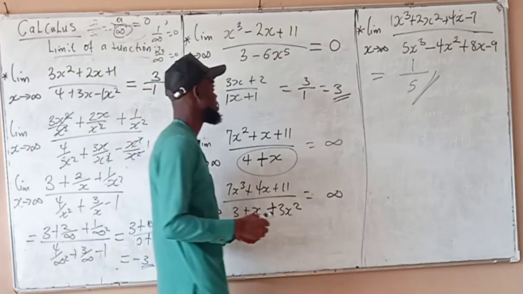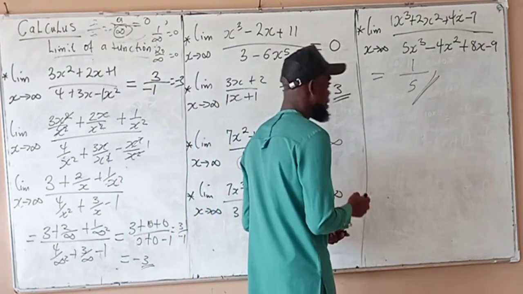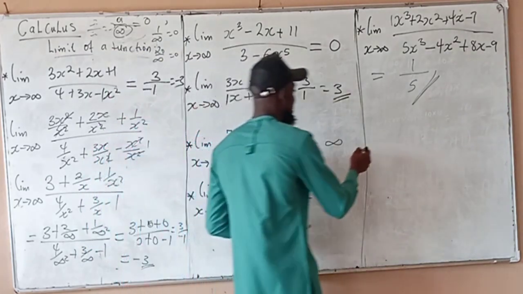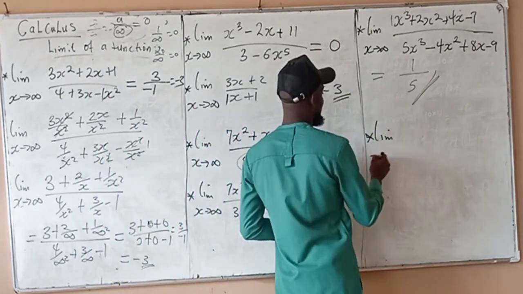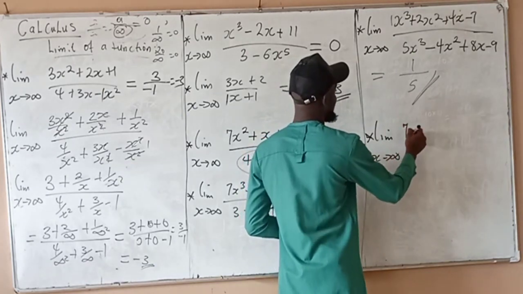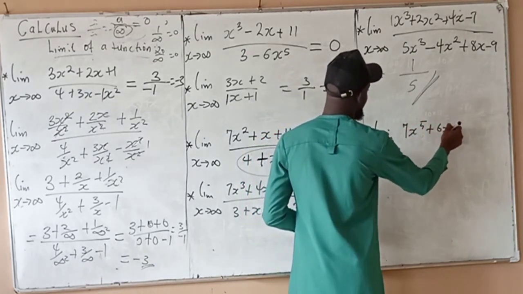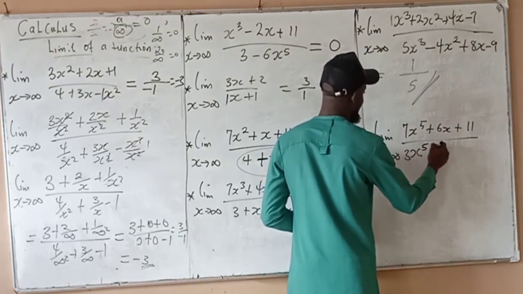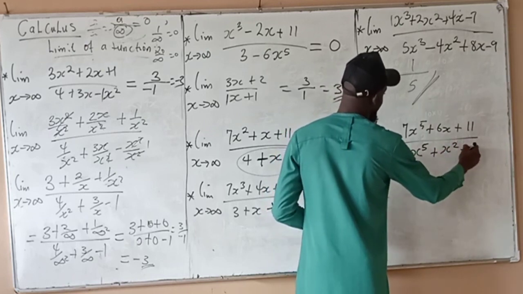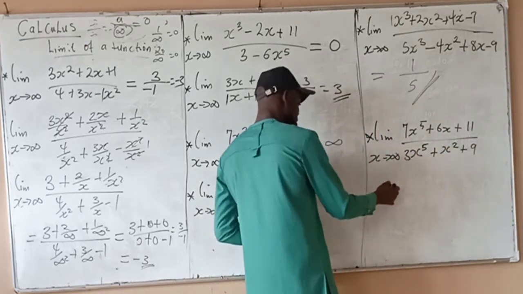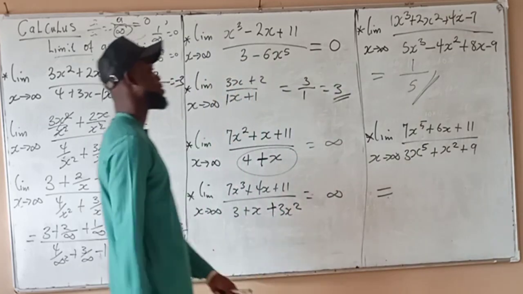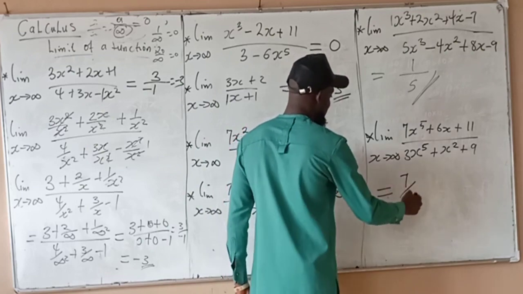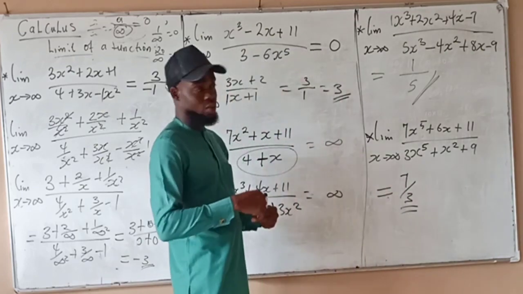It's not that hard. You have to be very vigilant in those questions. So let's write one more. Limit as x goes to infinity of 7x^5 plus 6x plus 11 over 3x^5 plus 5x squared plus 9. The answer becomes 7 over 3.